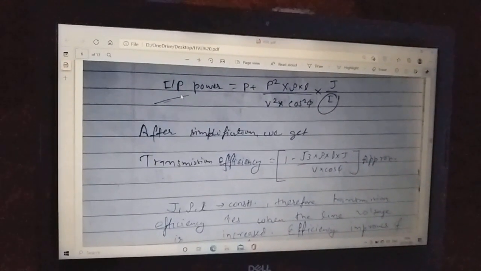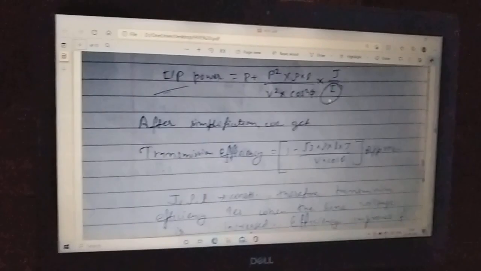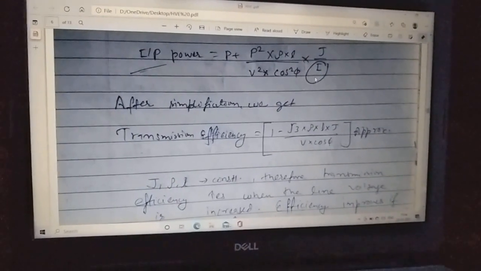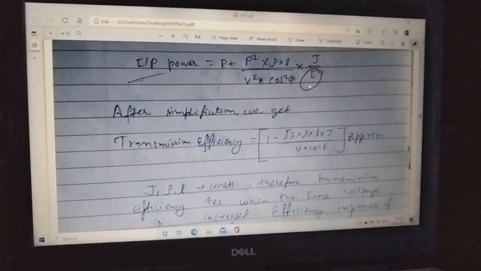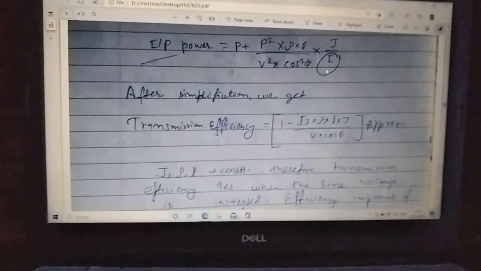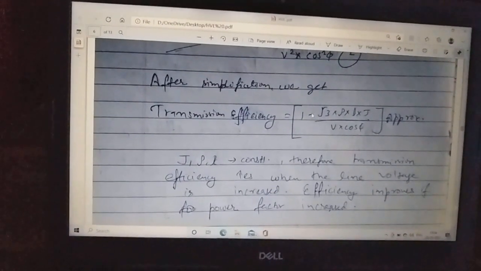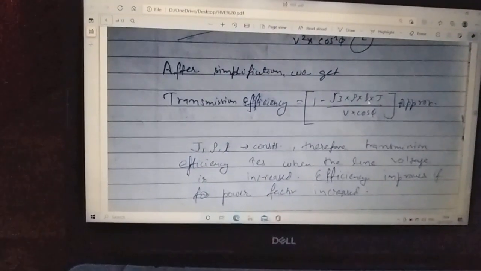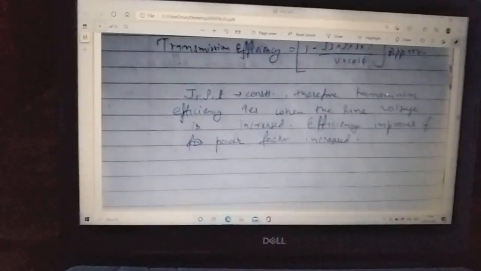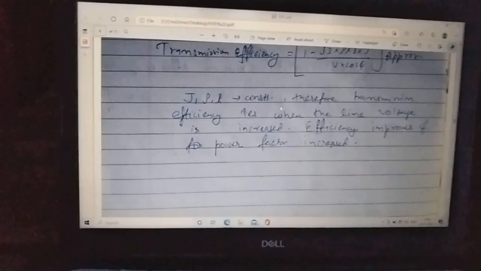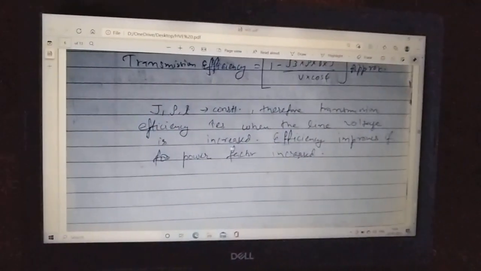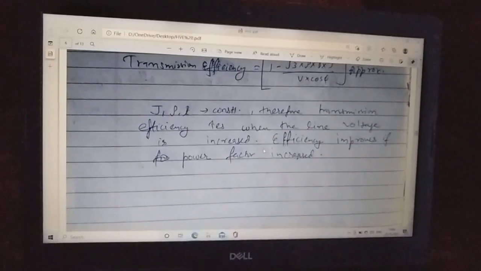Here we can see that input power is inversely related to I, meaning if input power increases, then current will decrease, and vice versa. After simplifying this equation, we see that transmission efficiency is equal to 1 minus root 3 into rho into L into J divided by V cross cos phi. This is the approximate value. J, rho and L are constant there. Therefore, transmission efficiency increases when the line voltage is increased. Efficiency improves if the power factor is increased.